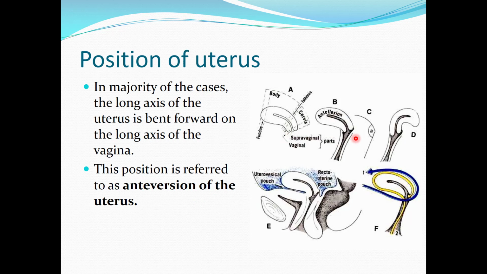But sometimes the body of the uterus bends more acutely on the long axis of the vagina, and this is called the anteflexed position. And sometimes, in 10 to 20% of individuals, the long axis of the uterus is bent backward, or posteriorly, on the long axis of the vagina, and this is called retroversion. When it is bent more, it is called retroflexed. So there are 4 positions: anteversion, anteflexion, retroversion and retroflexion.